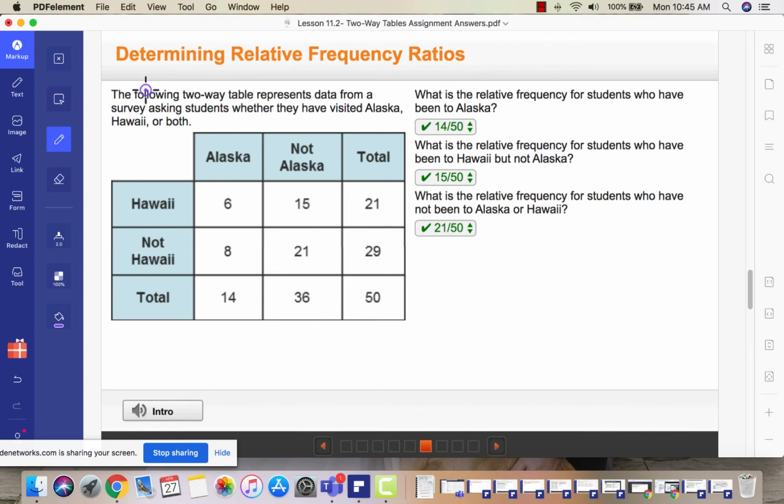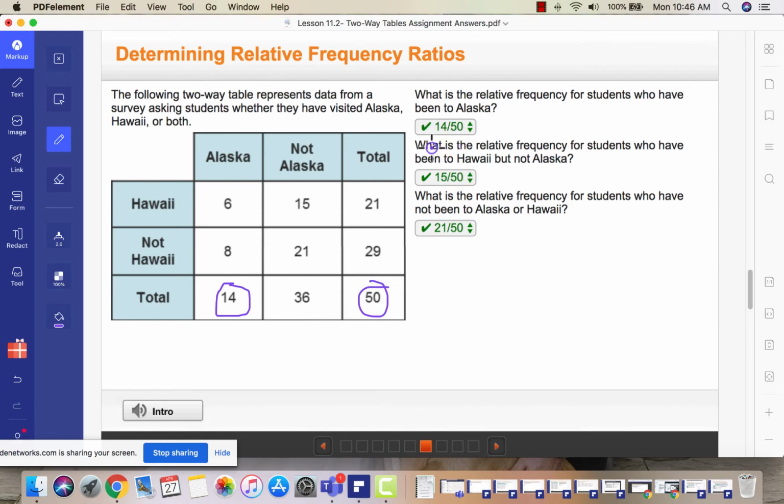The following two-way table represents data from a survey asking students whether they have visited Alaska, Hawaii, or both. This has to do with relative frequency. What is the relative frequency for students who have been to Alaska? We take our Alaska total and put it over our grand total, which is 50, so it's 14 out of 50.